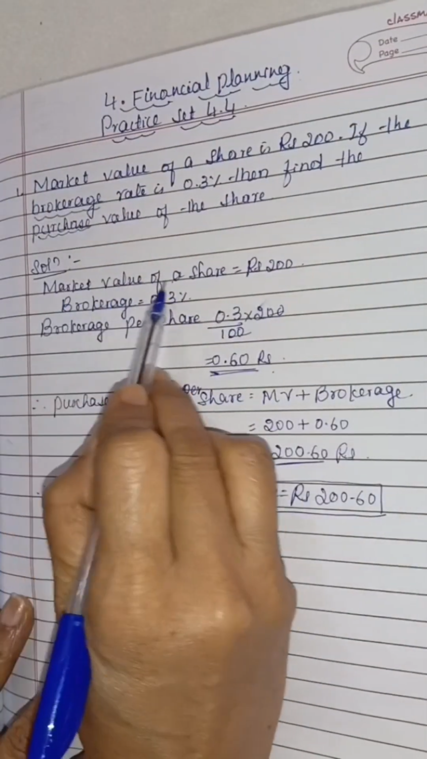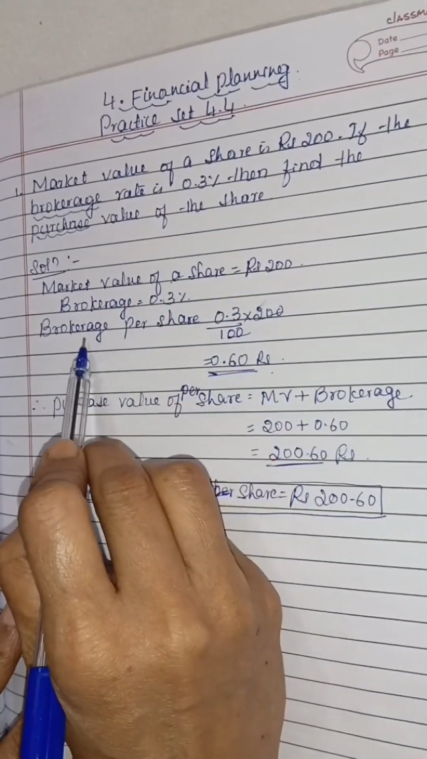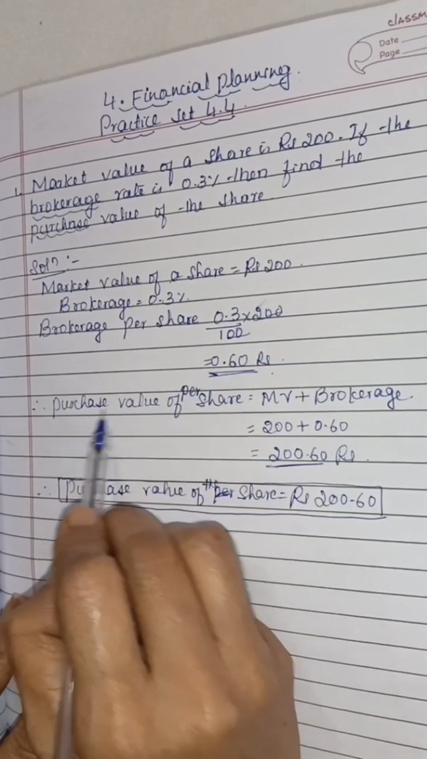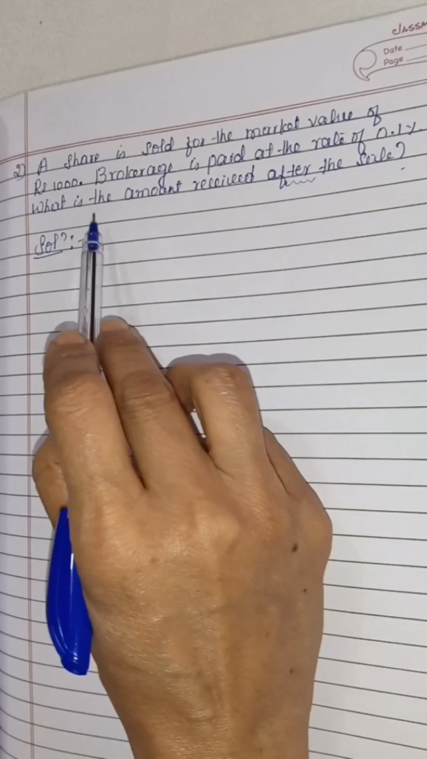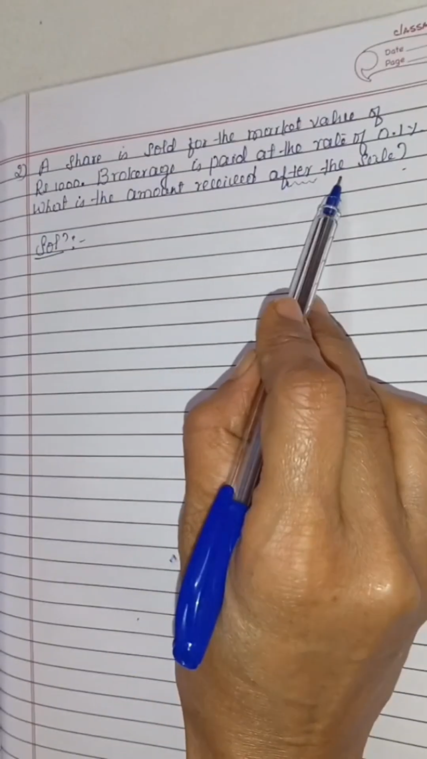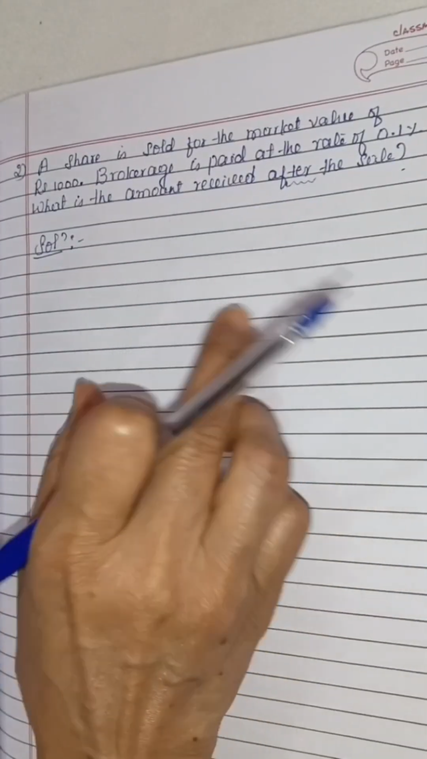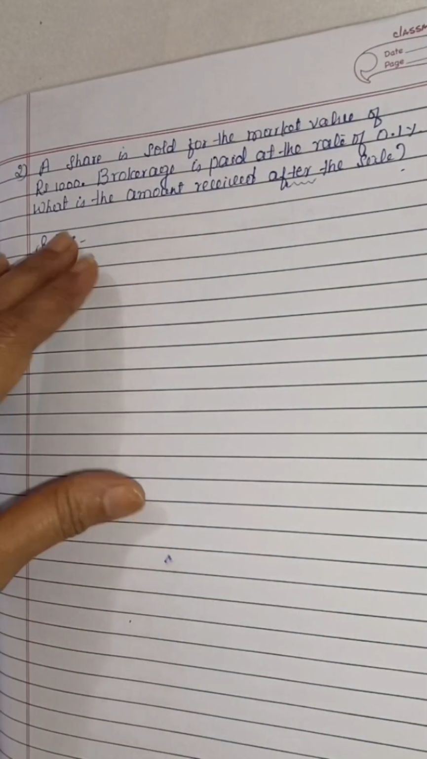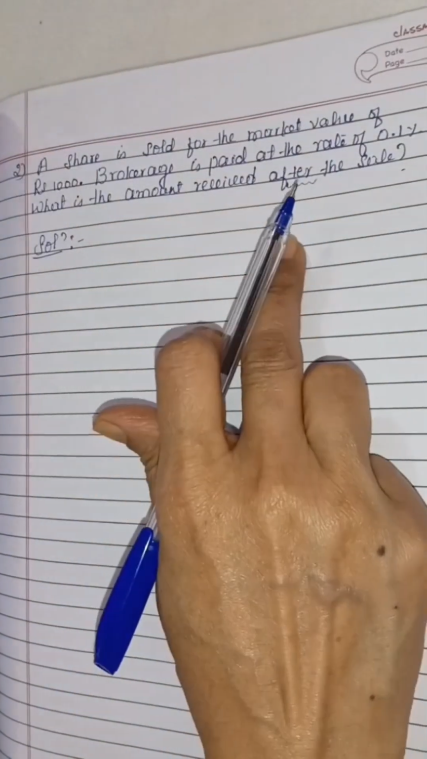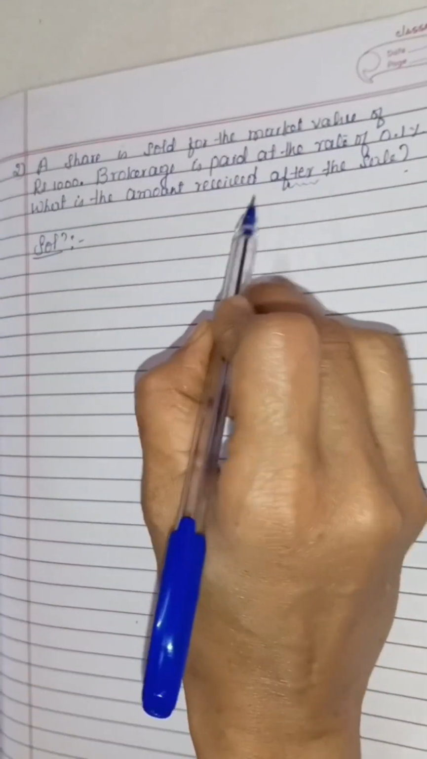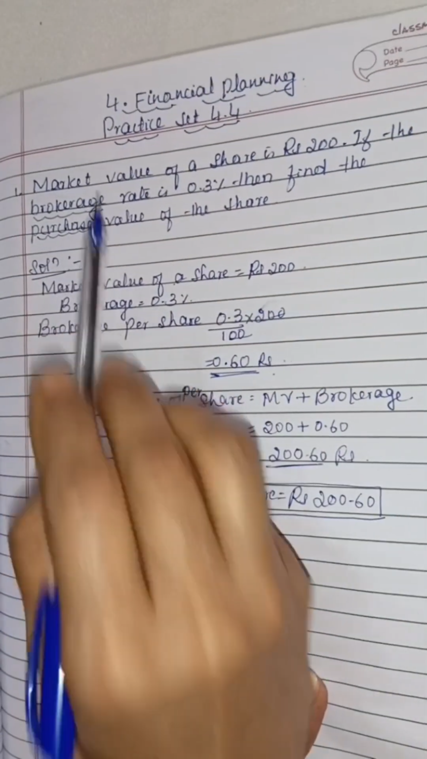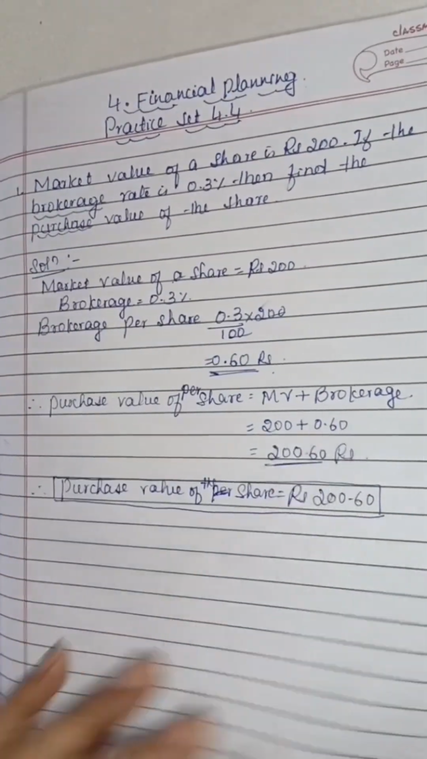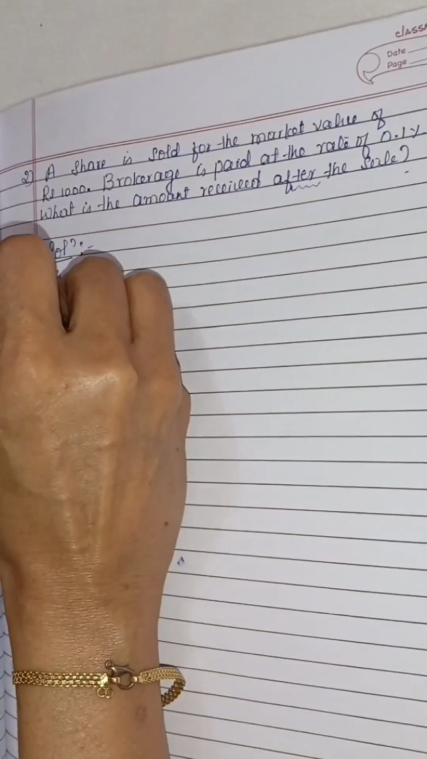First you have to find the market value, which is given, then the brokerage per share. The amount received after the sale is market value minus brokerage. In question 1, to find the purchase value, it was market value plus brokerage.